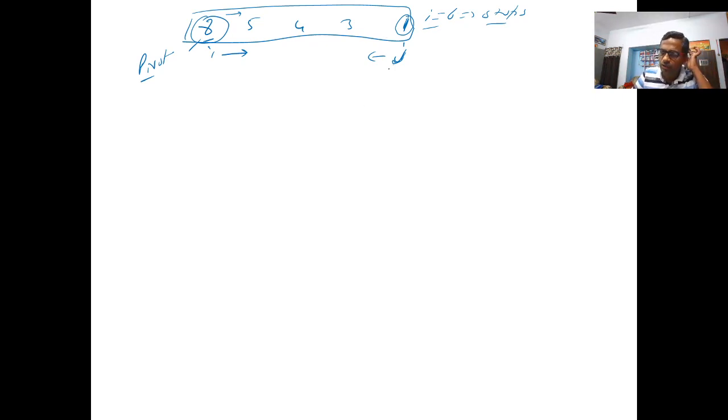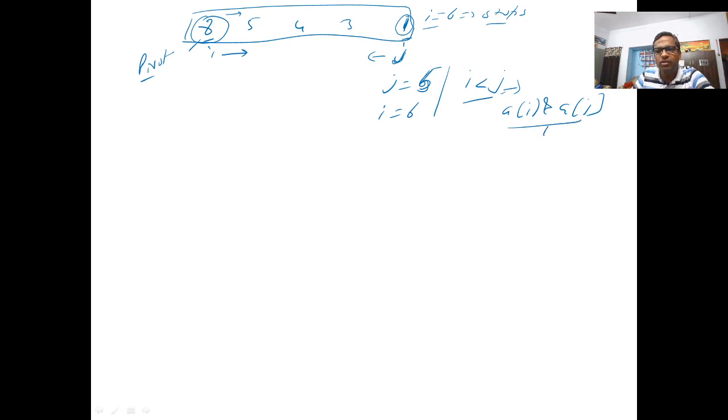Let us look more deeply that at this position, the value of J is equal to 5 and the value of I is equal to 6, but I is not less than J. It means there will be no swap between A of I and A of J. Fine, but there will be a swap between A of J and the pivot element. Done. It means we need to swap your pivot element and your jth element. So the list becomes 1, 5, 4, 3 and 8. So this is the exact position of your pivot element.